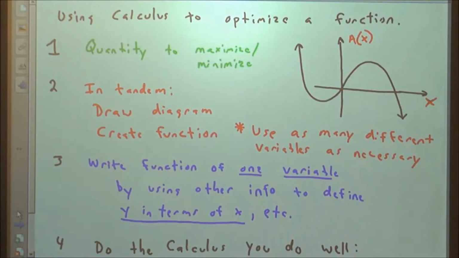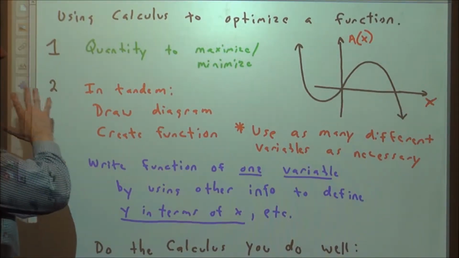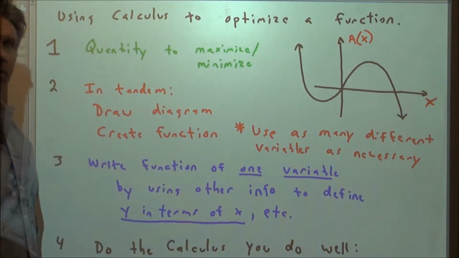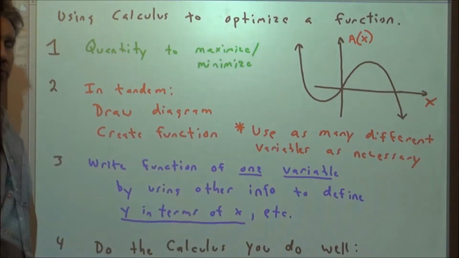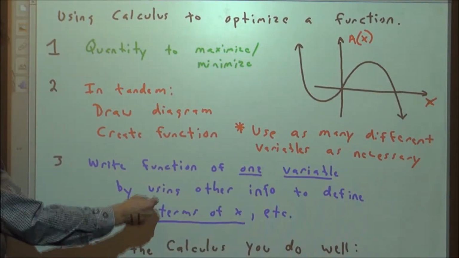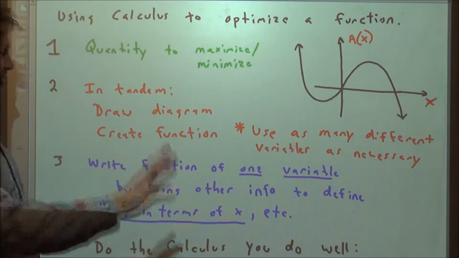Here are the 4 steps that I would promote. Step number 1, just identify the quantity that we're going to maximize or minimize in the word problem. Don't get distracted by other information. We'll use that later. A lot of it's going to come down here, but it's fine.